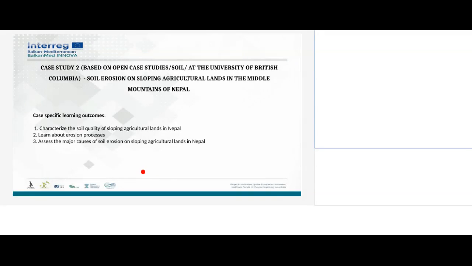What will be the case-specific learning outcomes from this case study? First, we will characterize the soil quality of sloping agricultural lands in Nepal. Second, we will learn about the erosion processes. And finally, we will assess the major causes of soil erosion on sloping agricultural lands in Nepal.